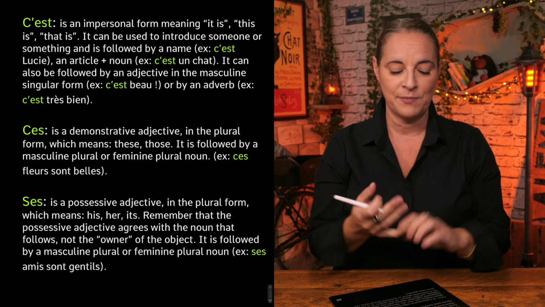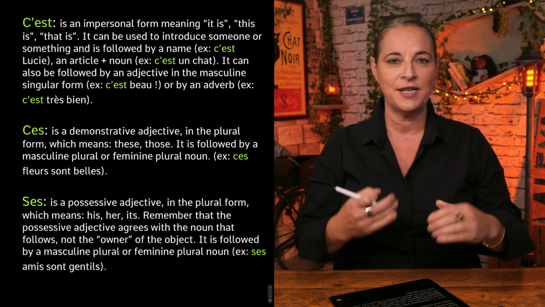Okay, let's have a look at the difference between c'est. Now, yes, I know, right? They sound exactly the same, okay? They are known as homophones, but they are actually quite different and serve different purposes. So let's have a look at the three C.